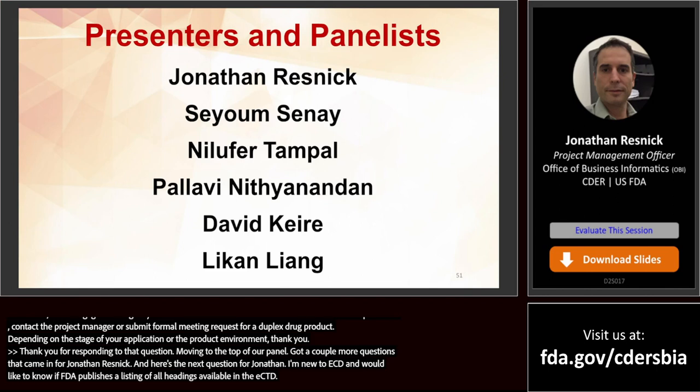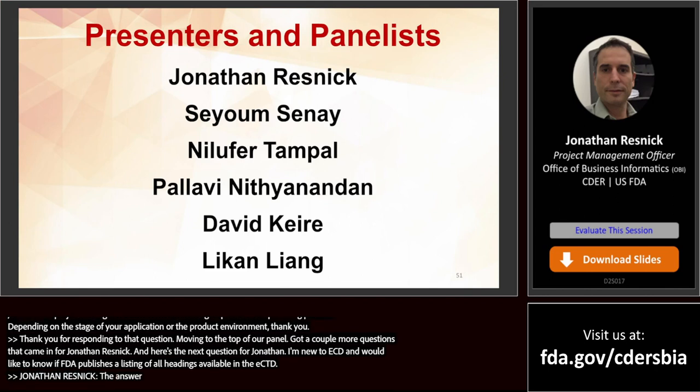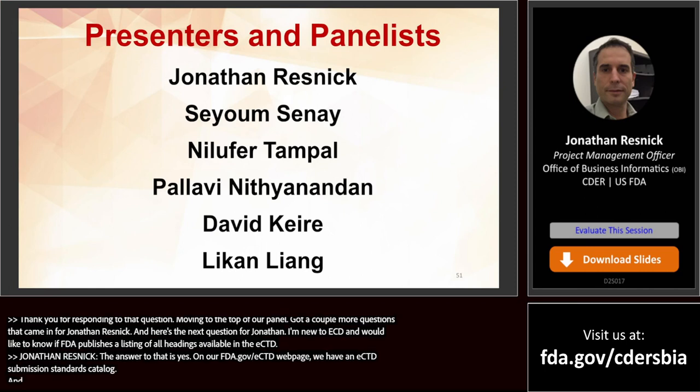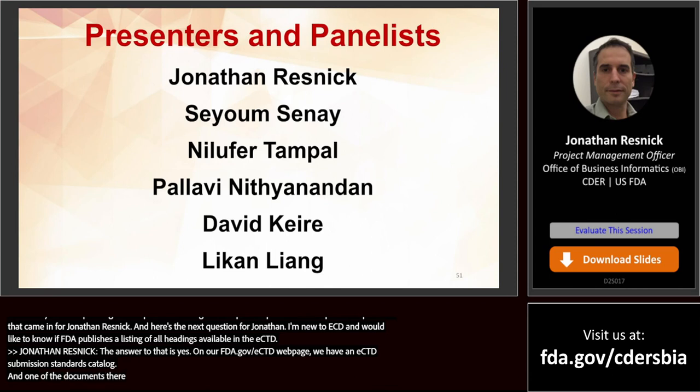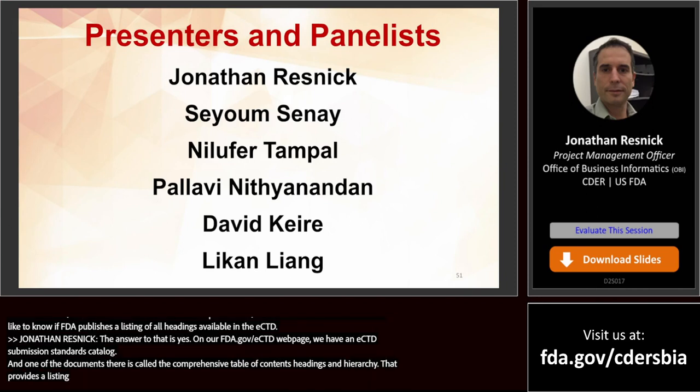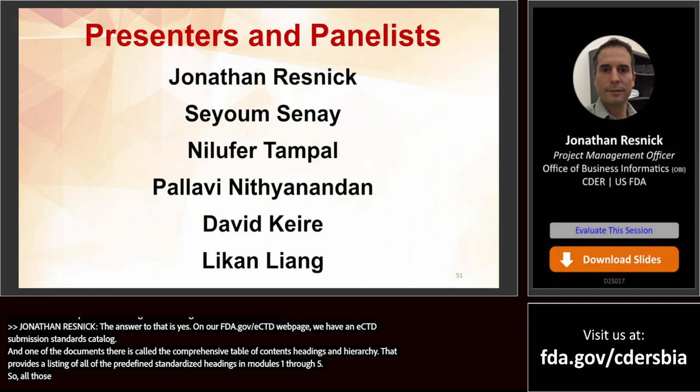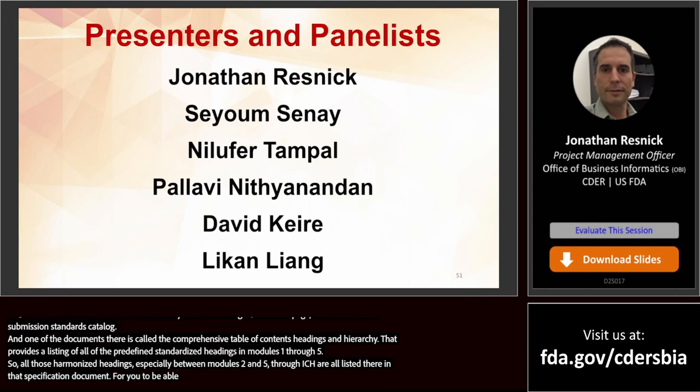So the answer to that is yes. On our fda.gov/eCTD webpage, we have an eCTD submission standards catalog. And one of the documents there is called the Comprehensive Table of Contents, Headings, and Hierarchy. And that provides a listing of all of the predefined standardized headings in modules 1 through 5. So all those harmonized headings, especially between modules 2 and 5 through ICH, are all listed there in that specification document for you to be able to access. So hopefully that helps answer that question.